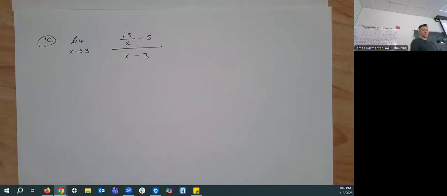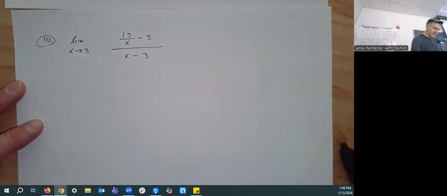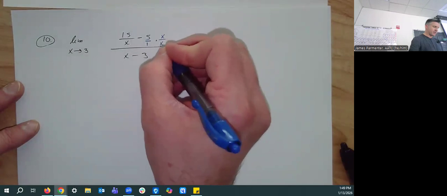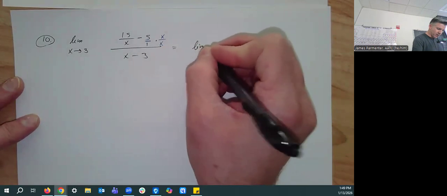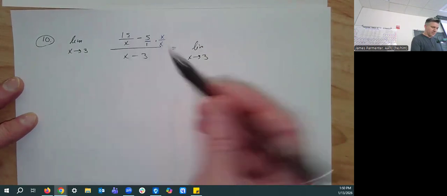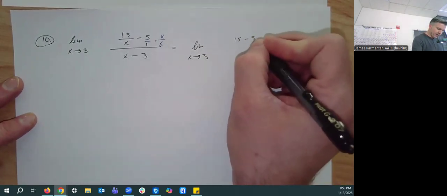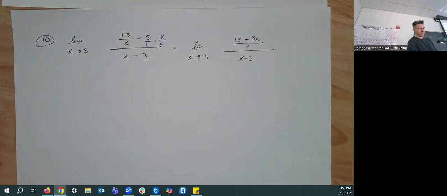Here, we typically get a common denominator, right, because we have fractions and fractions. So on top here, I'm going to take this 5 over 1 and multiply it by x over x, so that we have fractions in the numerator that we can actually subtract together. So you've got the limit as x approaches 3 of 15 over x minus 5x over x. I'm just going to write that as 15 minus 5x all over x, divided by x minus 3. Okay, that seems kind of annoying. Now what? Well, I really don't want to have fractions and fractions.